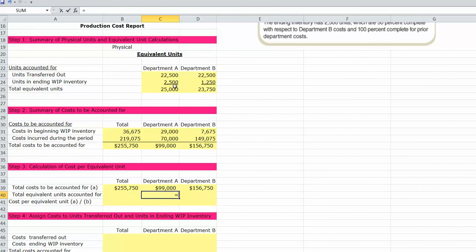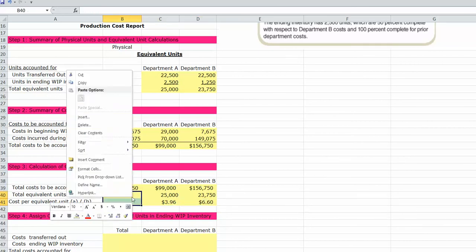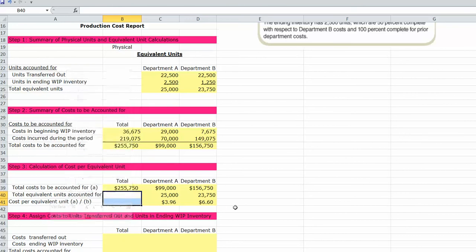Let's pick up the equivalent units. And we've got 23,750 equivalent units for Department B. Now we can calculate a cost per equivalent unit. 99 divided by the 25, 3.96 per unit, and for Department B cost we've got 6.60 per unit. These fields over here, we shouldn't even have those yellow because they're nothing we can calculate in terms of total.